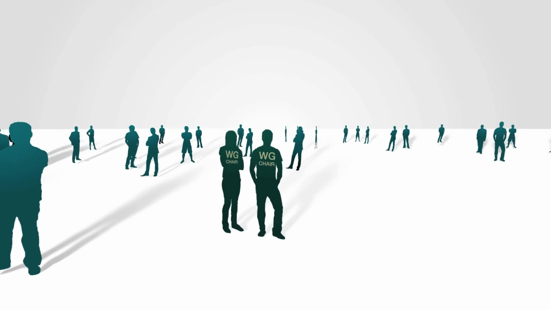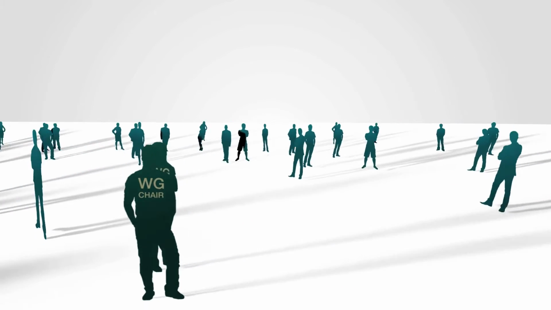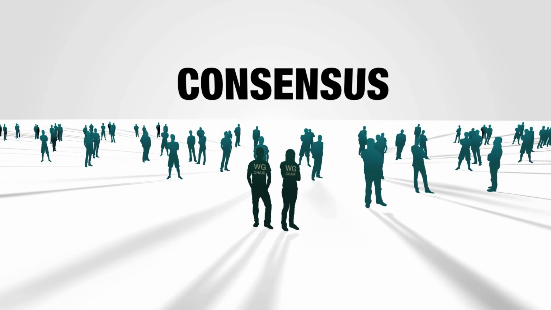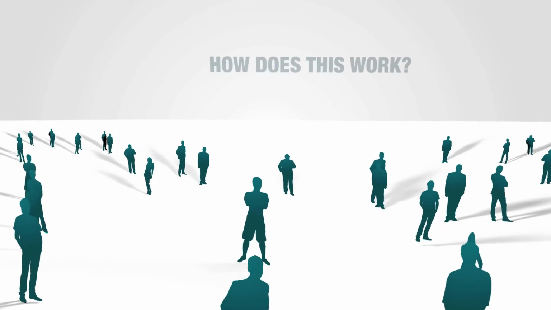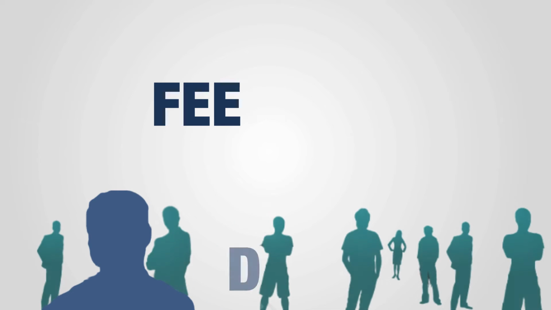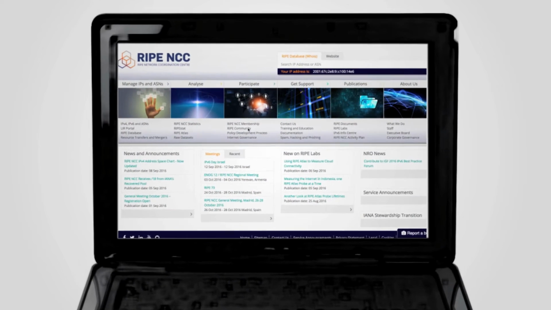Each working group has working group chairs that moderate discussions and determine if consensus has been reached on a policy proposal. So, how does this work? Let's say you have a new idea that would change the way the RIPE NCC allocates IPv6 address space, but you want to get feedback from the RIPE community before you make a proposal. You can start discussing the idea on one of the RIPE working group mailing lists first.